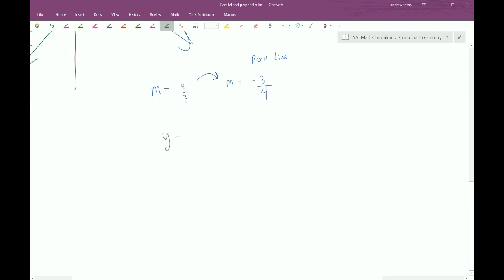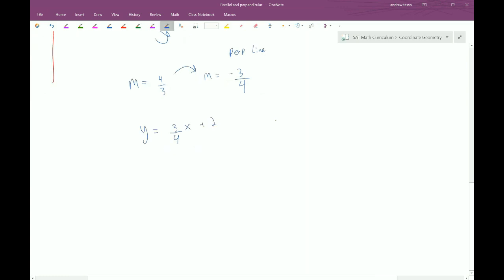Right? So a typical example would look like this. If you had y equals 3/4 x plus 2, what would be the slope of a line perpendicular? Well, for a line perpendicular, we would just take this part, which is the slope. Remember, this is m. And we would flip it over and then negate it. So this would be the slope of a line that's perpendicular.